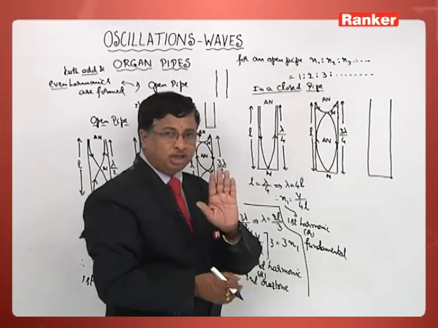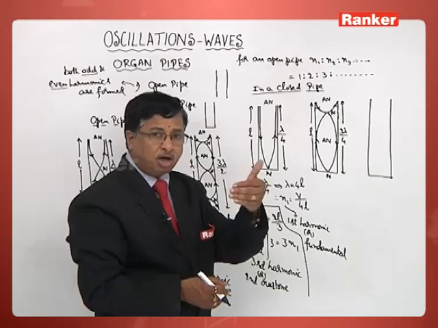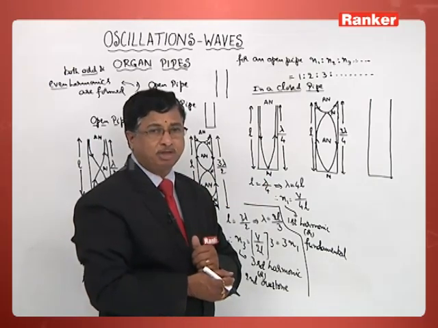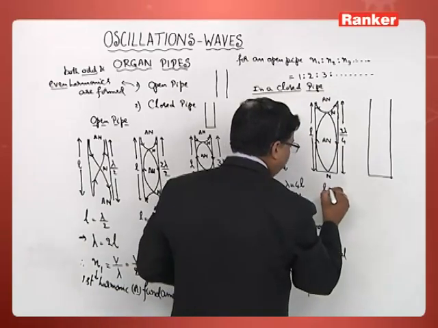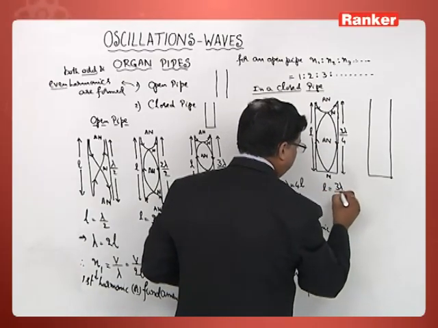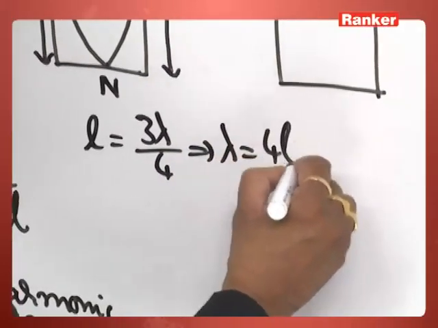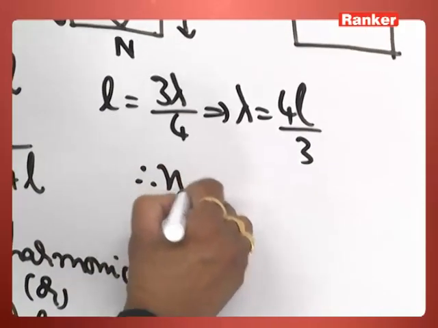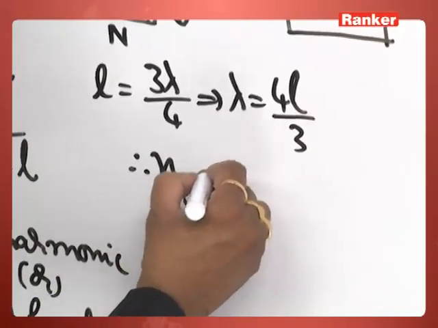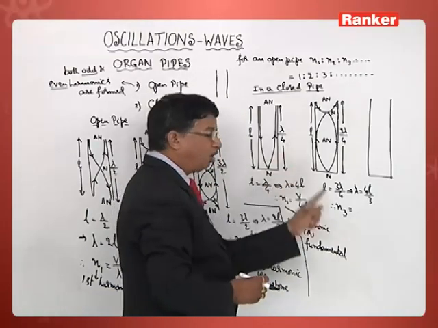That means no even number is possible. Only odd numbered harmonics we are observing. So we can say here this L now is taken as 3 lambda by 4, then automatically lambda becomes 4L by 3. And what would be the frequency now? That frequency officially should be called the third harmonic frequency.